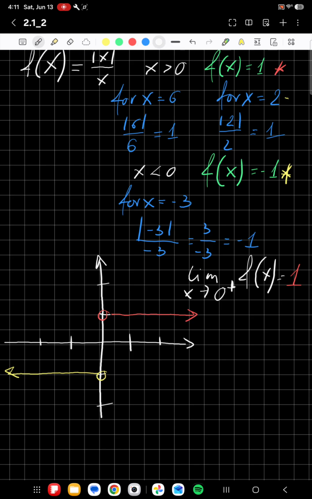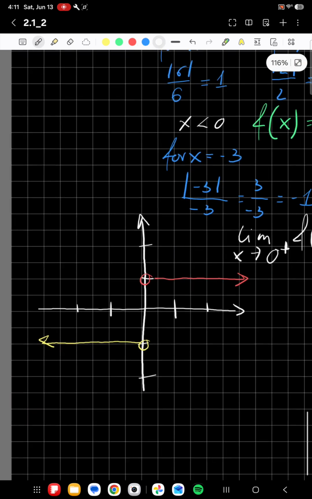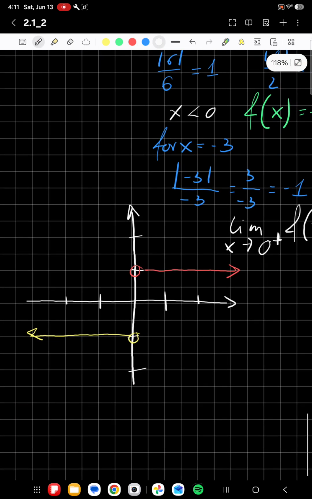So now the second case, the second branch of that function, is this one, the yellow one. So now I have the limit with x approaching 0 from the left. So I put a minus right there. So we have that f of x here, and that's going to be equal to -1.